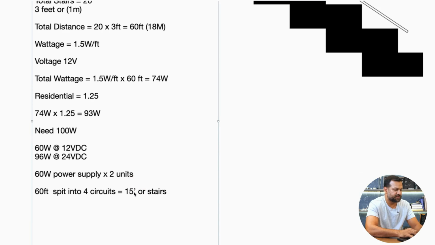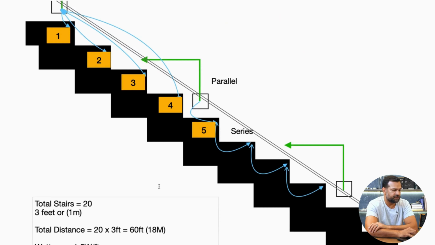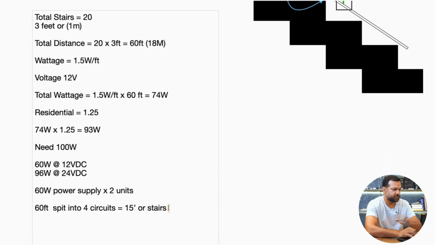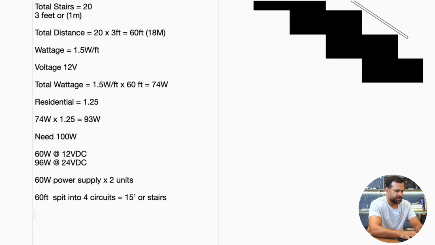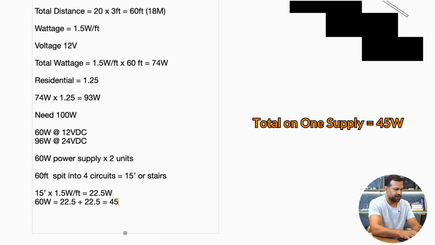So those 5 stairs consist of 15 feet total of LED, and if we do that 4 times, we're going to get 60 feet. So let's work out the math. That's going to be 15 feet multiplied by 1.5 watts per foot. That's equal to 22.5 watts. Now, because we're using 60-watt power supplies, we're going to load 2 circuits on that. So we're going to have on that power supply 22.5 plus 22.5 watts, and that's equal to 45 watts.